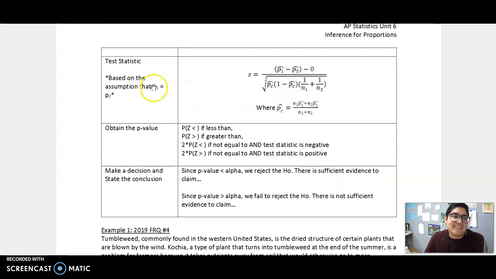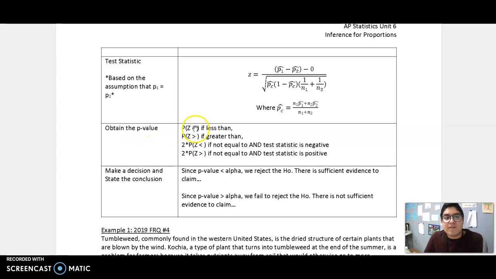Now, our test statistic, again, this is based on the assumption that P1 equals P2. This is just the statistic, which is p-hat 1 minus p-hat 2, minus the parameter. Now, why is it 0? Well, we assume P1 equals P2, so P1 minus P2 is going to be 0. And then lastly, divided by our standard error using this p-hat C proportion here. Again, looks a lot scarier than it actually is, and the calculator will help check our work for us.